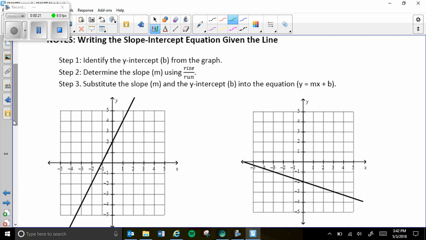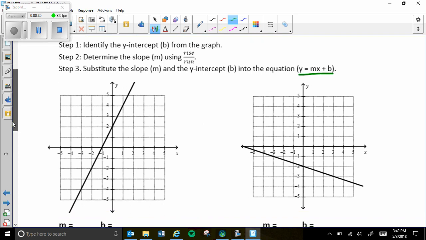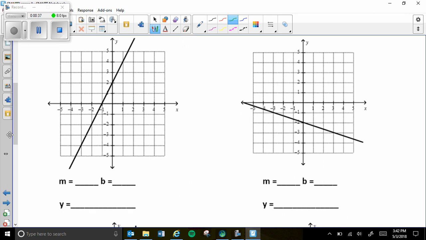Neither of these things should be anything new for us. These are both from previous units. And then we substitute the slope and the y-intercept into the equation y equals mx plus b. Remember that slope-intercept form. Looking at this example and using our notes, the first thing it says to do is identify the y-intercept b from the graph. So again, we look for where it crosses the y-axis, which in this case is 2.